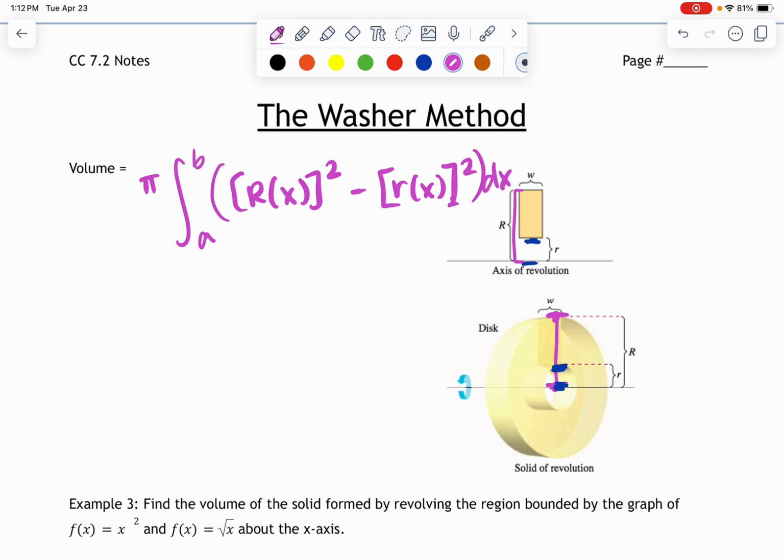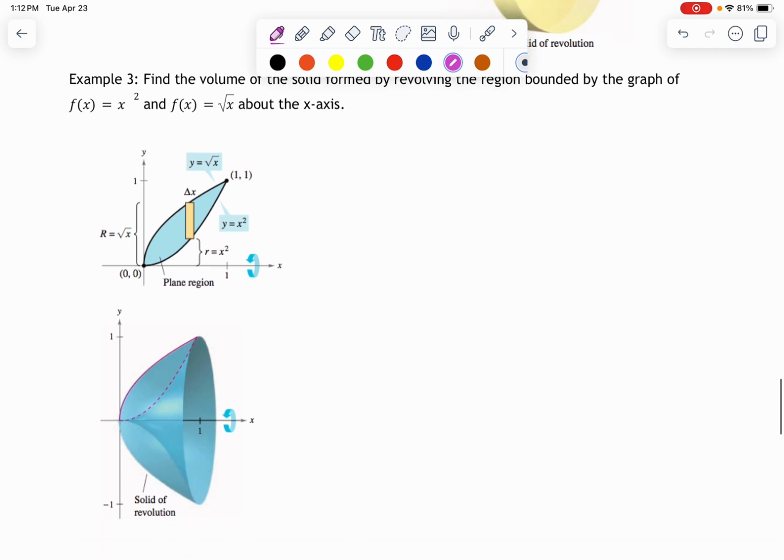So let's try one. Here is my kind of flower petal shape. If I revolve it around the x-axis, I end up with this bowl with kind of this bubbled shape and a big space in the middle. So it's a washer. It's a washer because there's some space here between the axis of revolution and the shape. So even though it's attached here, there's some space here. So this is a washer method.